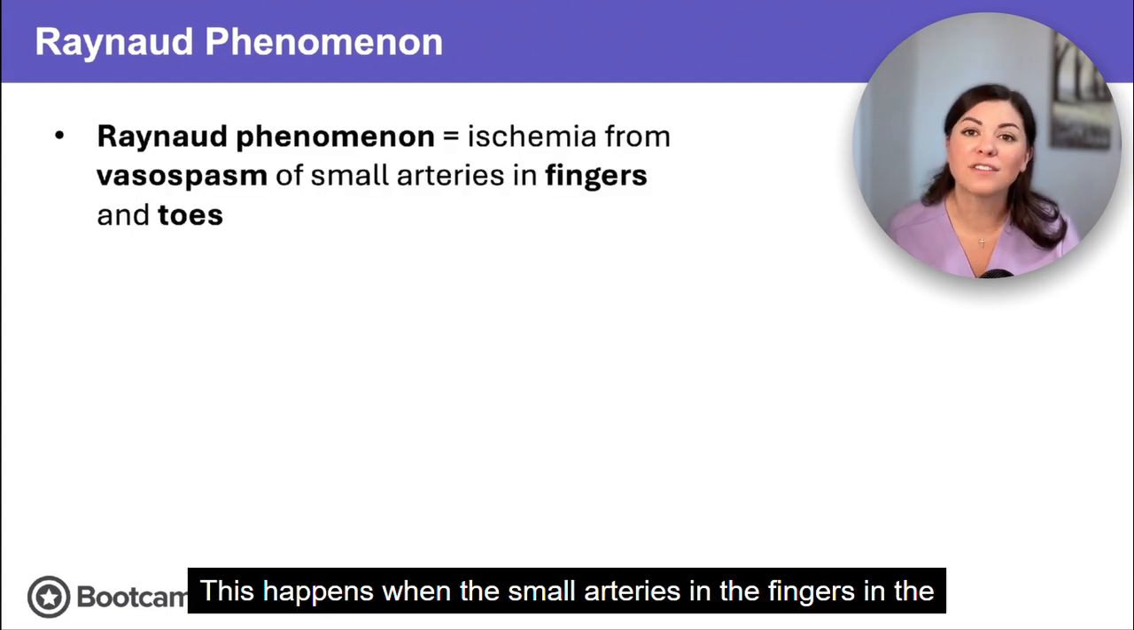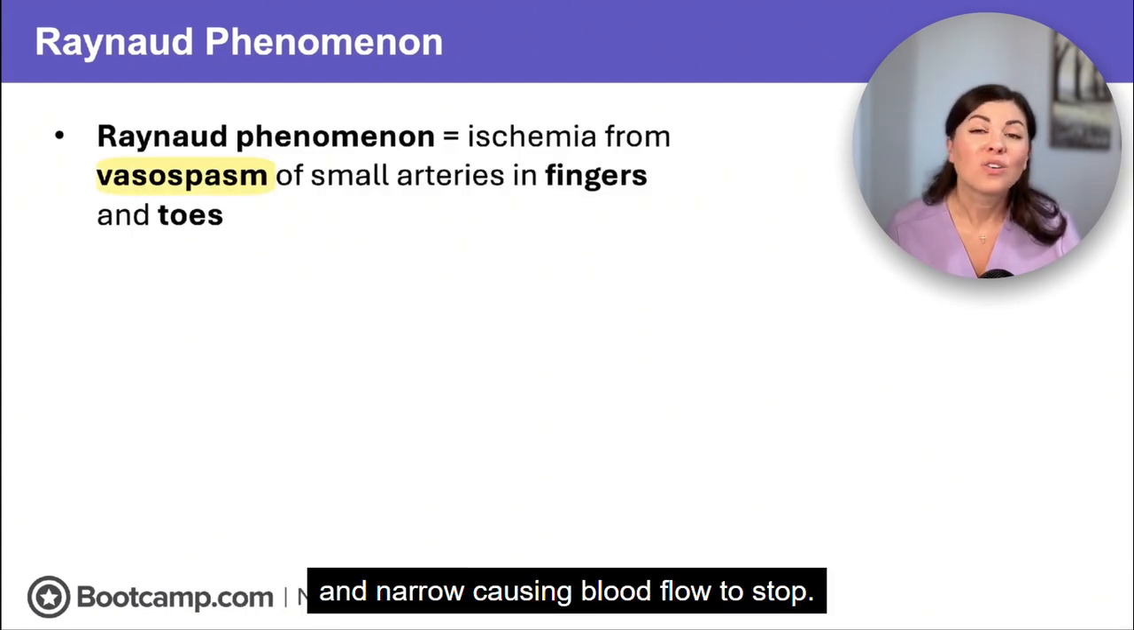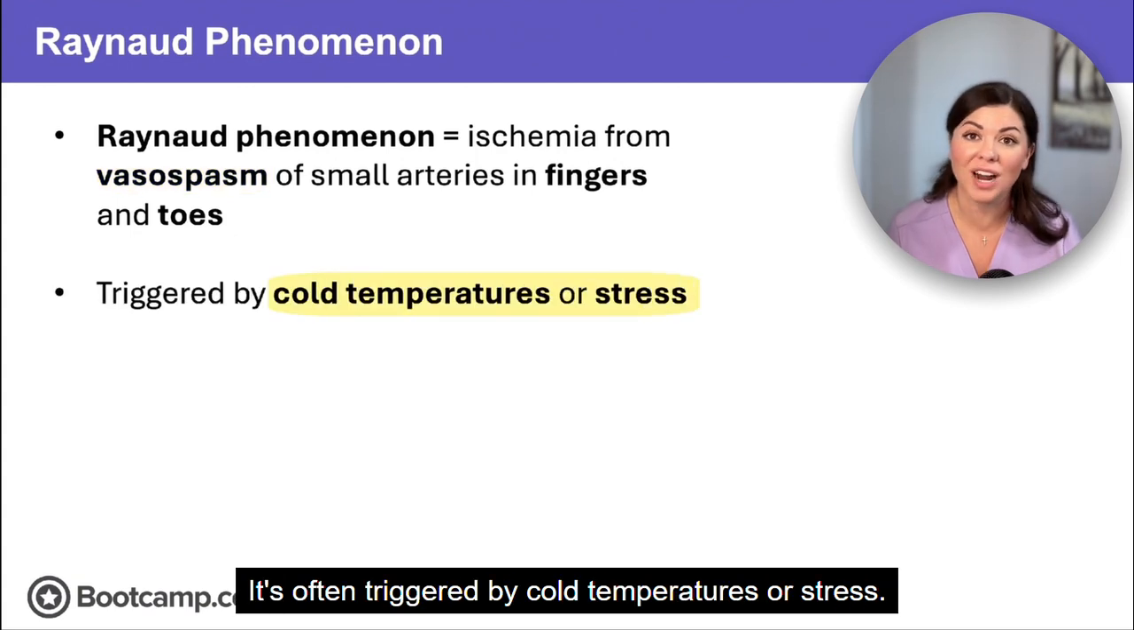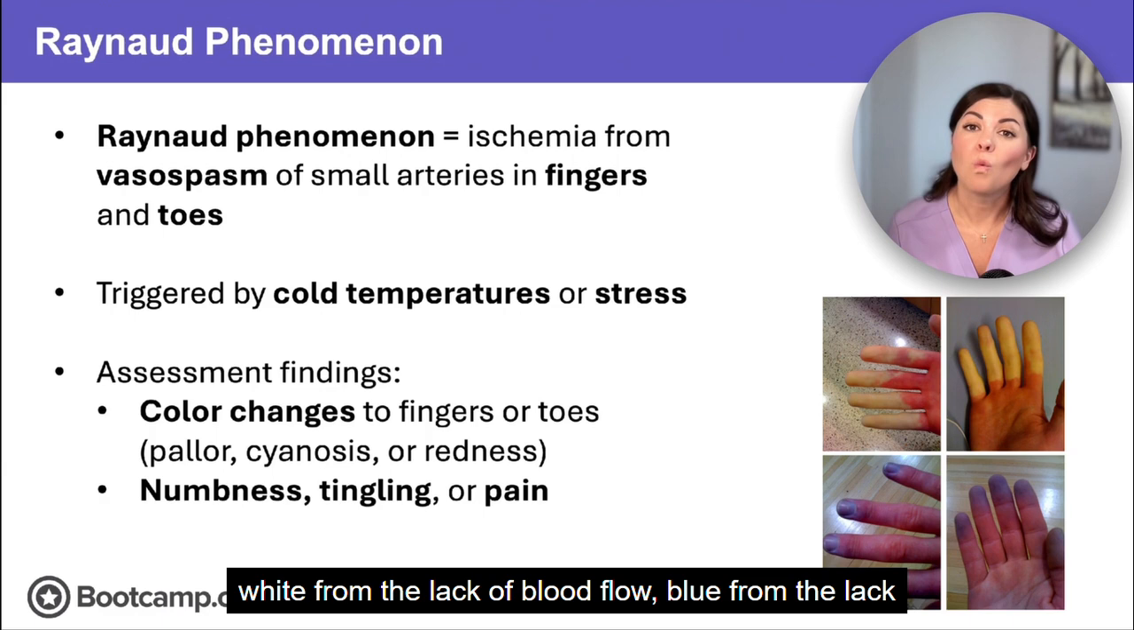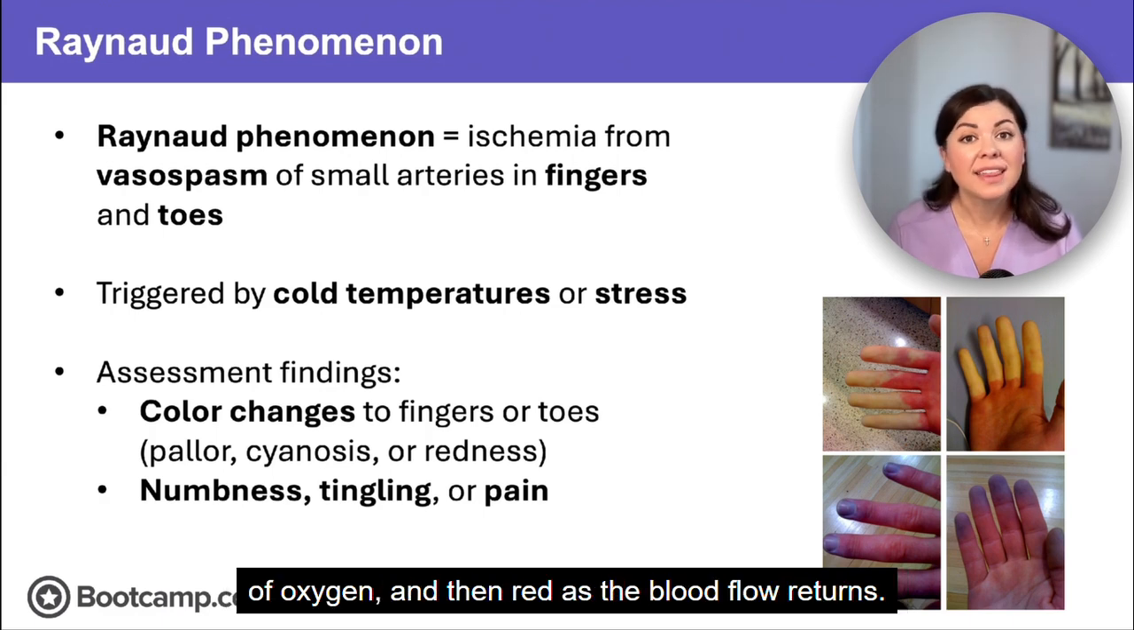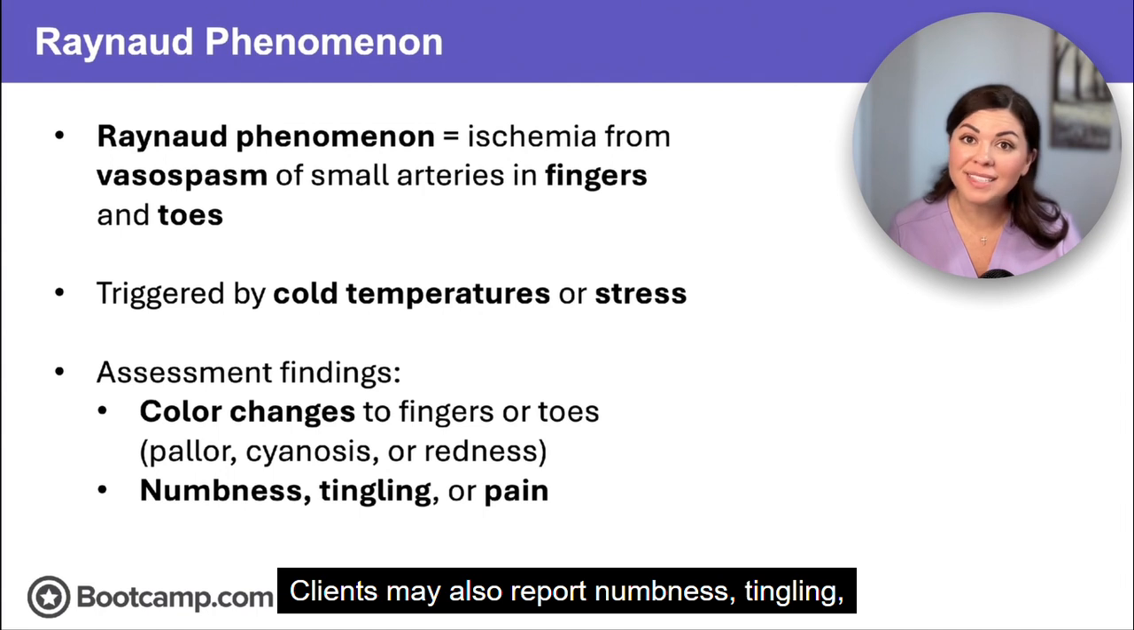So now let's move on to Raynaud phenomenon, or peripheral artery vasospasms. This happens when the small arteries in the fingers and the toes temporarily vasospasm and narrow, causing blood flow to stop. It's often triggered by cold temperatures or stress, and with Raynaud, you'll see distinct color changes: white from the lack of blood flow, blue from the lack of oxygen, and then red as the blood flow returns. Clients may also report numbness, tingling, or pain during these episodes.